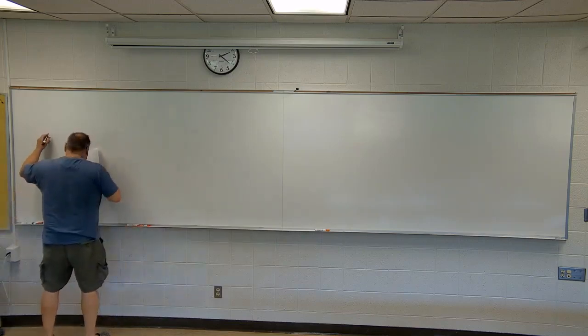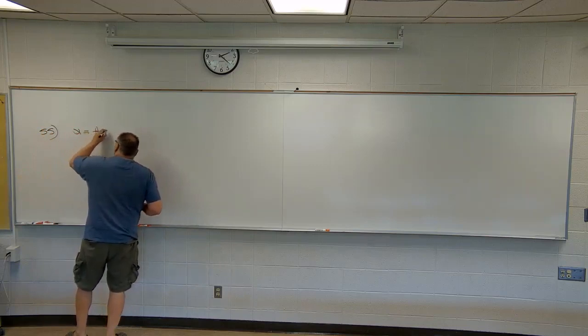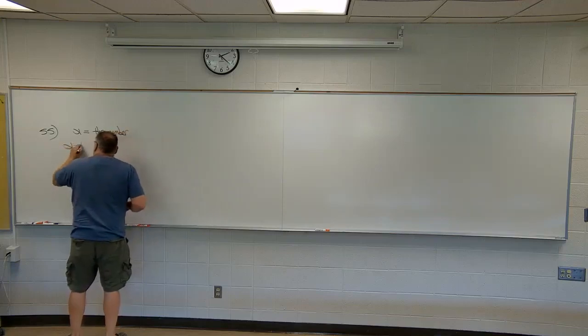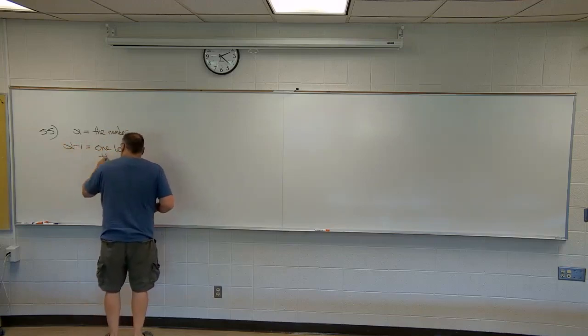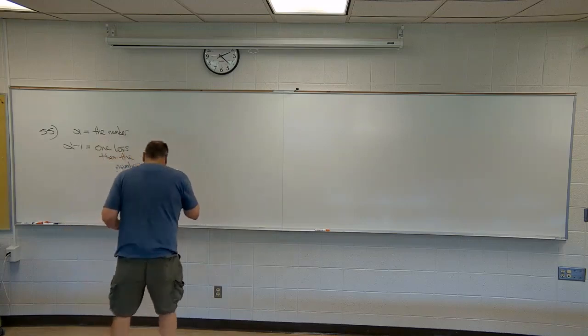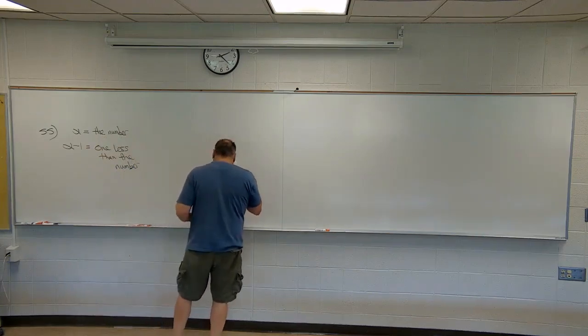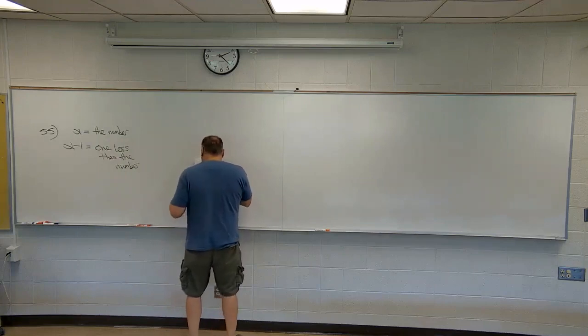So here's the number. And this is 1 less than the number. The product of a number and 1 less than the number is 56.